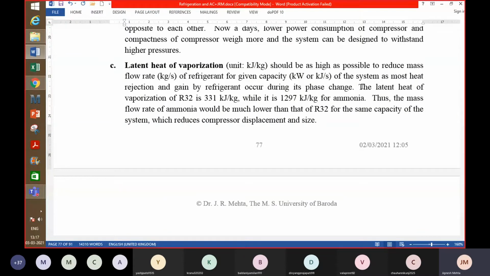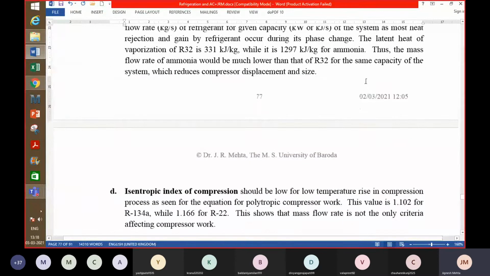For water, as you know, it's one of the highest, right? Somewhere around 2400, 2500 kilojoule per kg. But at least in vapor compression systems, we are not able to use water, and ammonia is also having a high latent heat of vaporization, and this is one of the favorable properties. Right? So for the same kilowatt capacity, you can have lower circulation rate for ammonia as compared to R32. Thus, the mass flow rate of ammonia would be much lower than that of R32 for the same capacity of the system, which reduces compressor displacement and size.